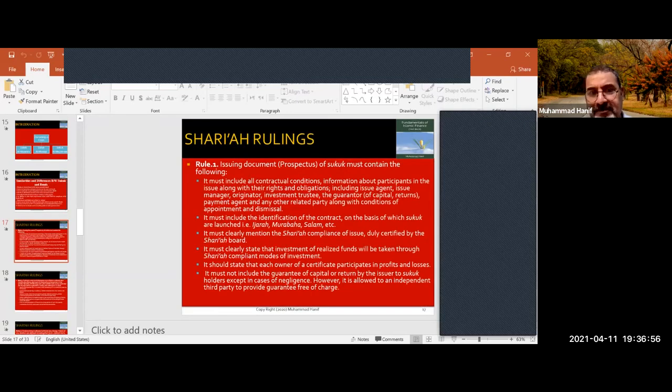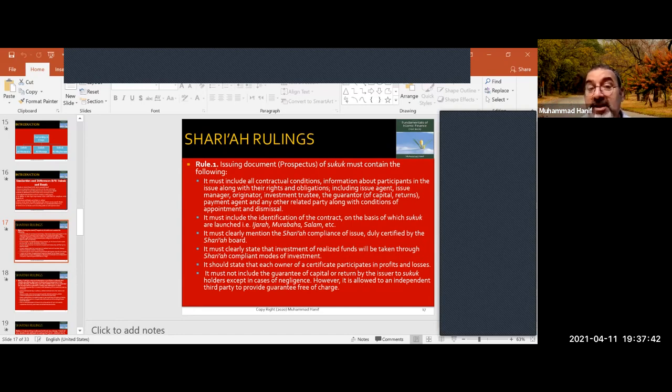Sharia rulings. The issuing document, that is the prospectus of sukuk, must contain the following information, because this is the document which serves as a contract between you and the company who issues the sukuk. Whenever you are making an agreement, both parties should be present and sign it. But in this type of activity, like sukuk and shares, your investors are not present. So you design the agreement and then publish it as a prospectus. Whatever you have written in that prospectus is taken as an agreement between you and the investors. You cannot say no to anything which you have mentioned in the prospectus.